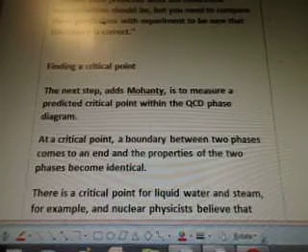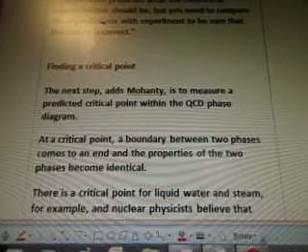The next step, adds Mohanty, is to measure a predicted critical point within the QCD phase diagram. At a critical point, a boundary between two phases comes to an end and the properties of the two phases become identical. There is a critical point for liquid water and steam.